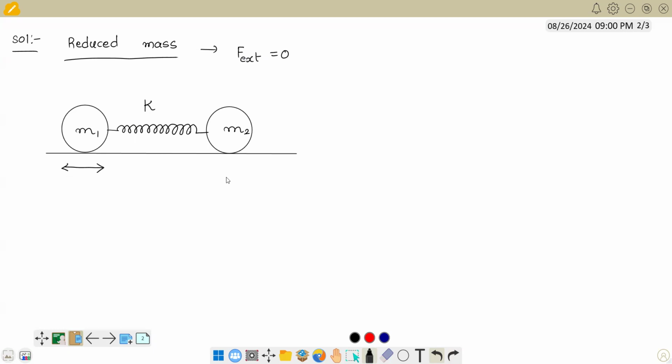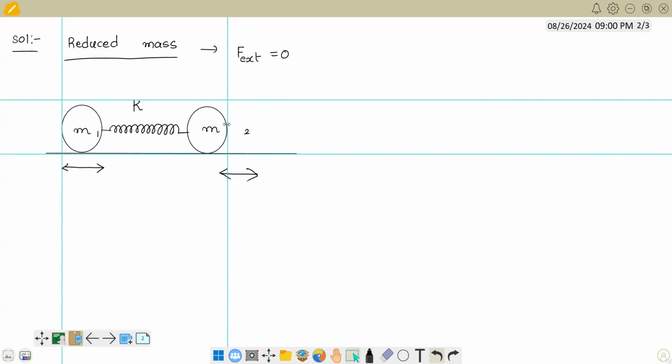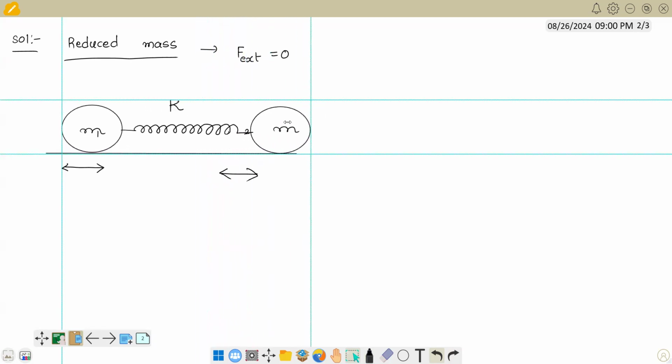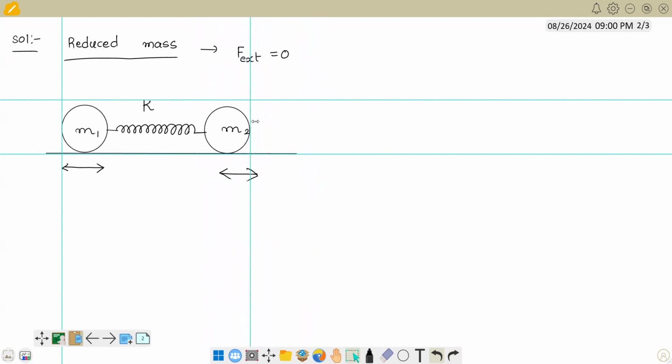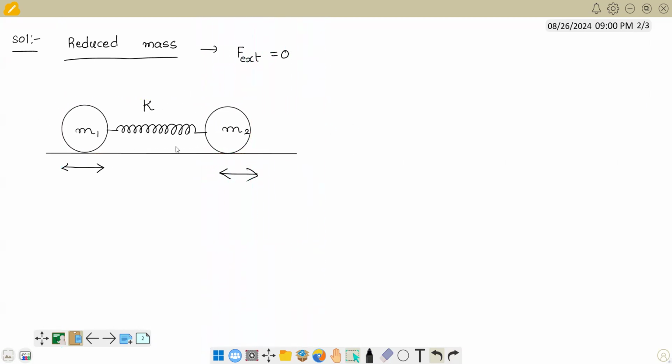For example, if I compress this spring a little bit and I leave it, both of these will be moving in this way. So technically we can assume both would be moving simultaneously, forward and backward, forward and backward. So in these kinds of systems, if external force is zero, we can mathematically stop one of the bodies.